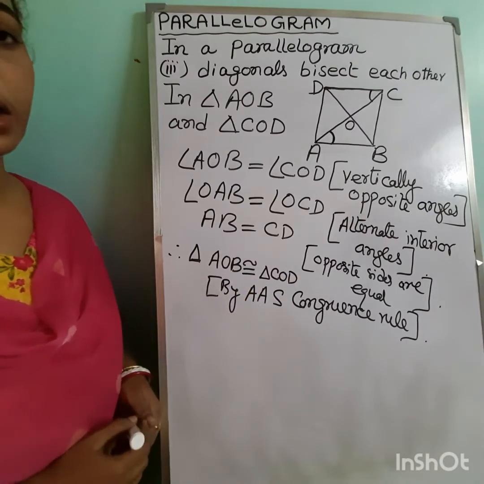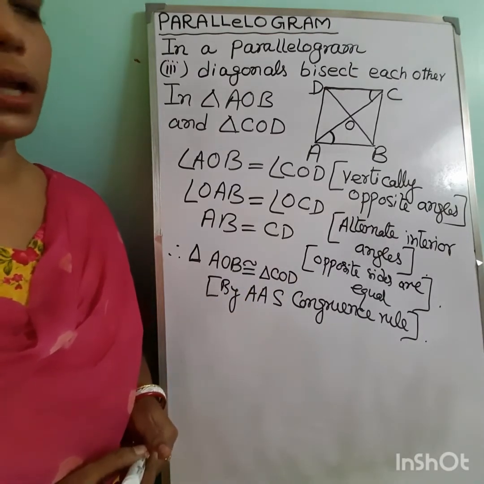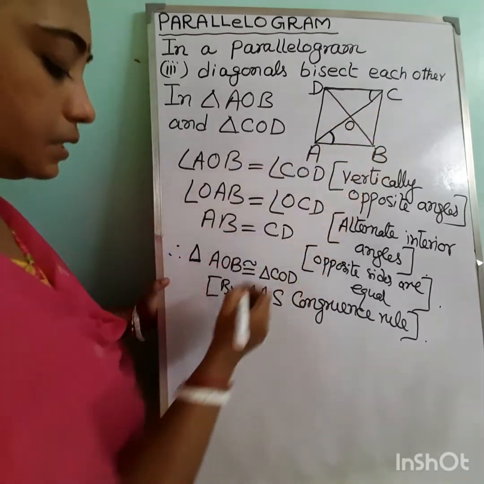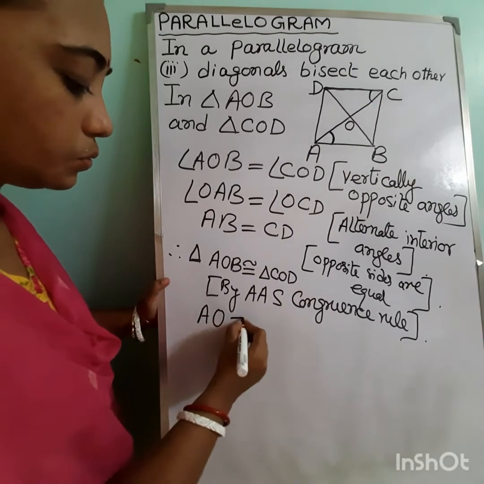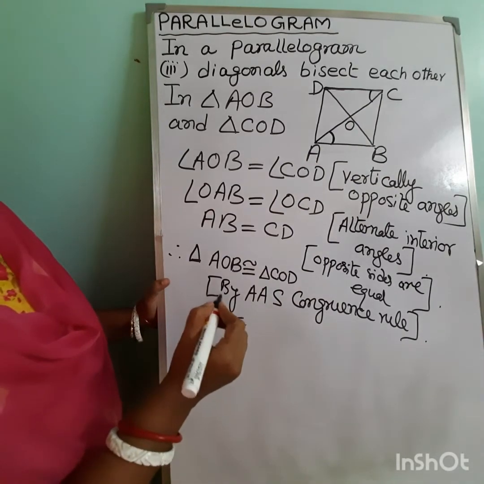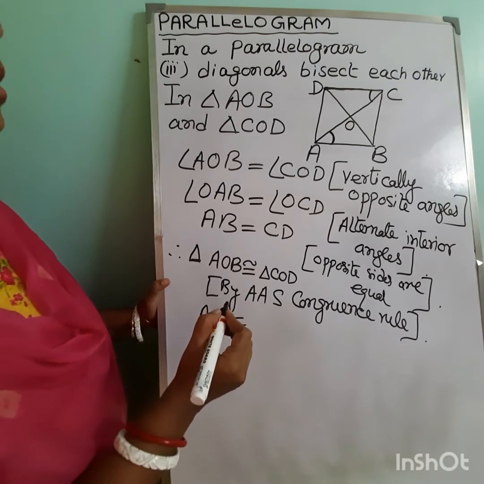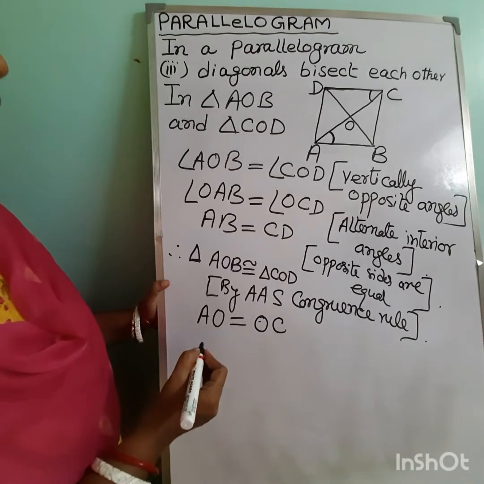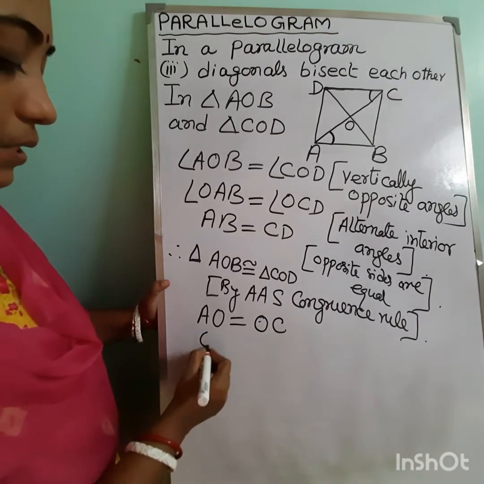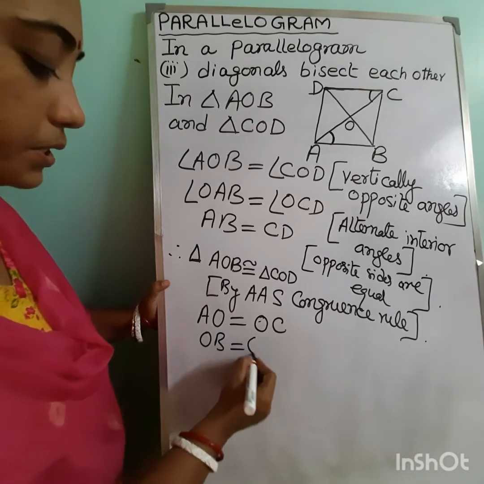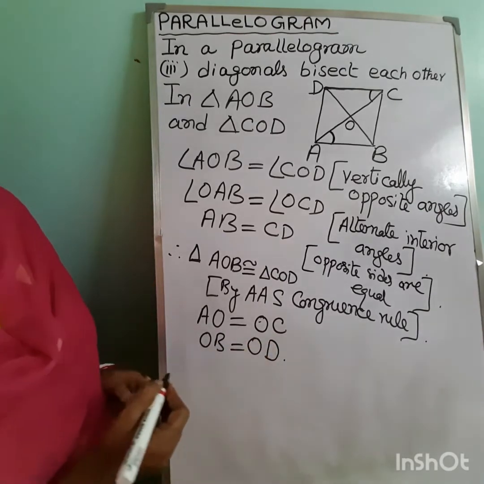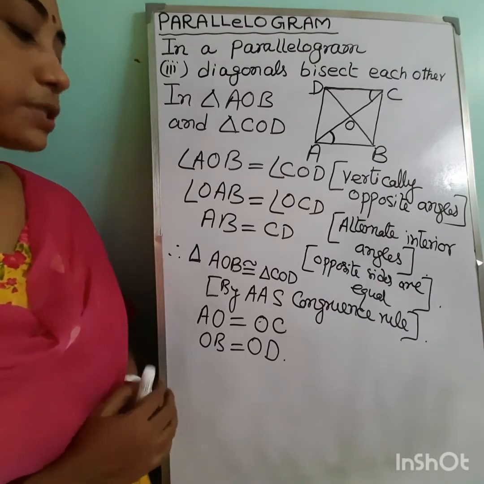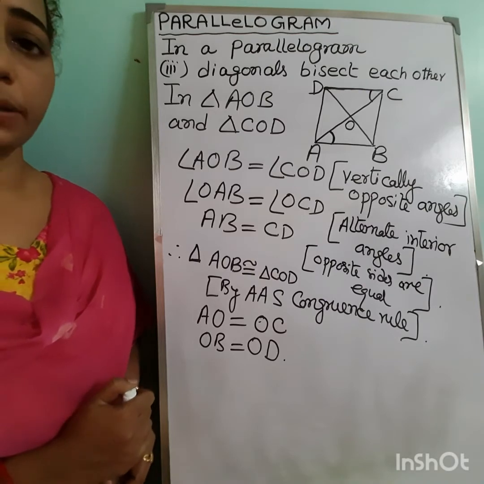So if these two triangles are congruent, then their corresponding parts are equal. So by CPCT in short, we can say that in triangle AOB and triangle COD, we have AO is equal to OC and also OB is equal to OD. So that means AO is equal to OC and OB is equal to OD. So this shows that the diagonals bisect each other.